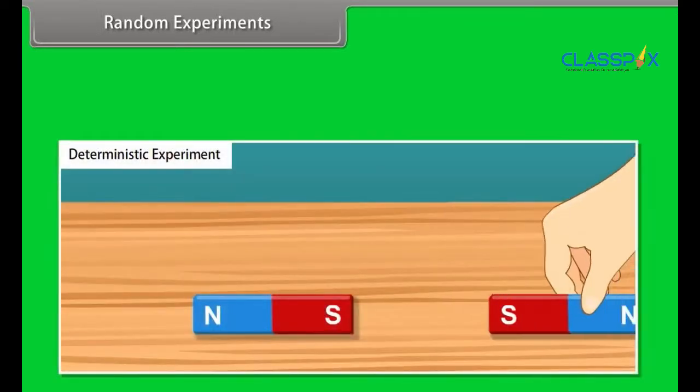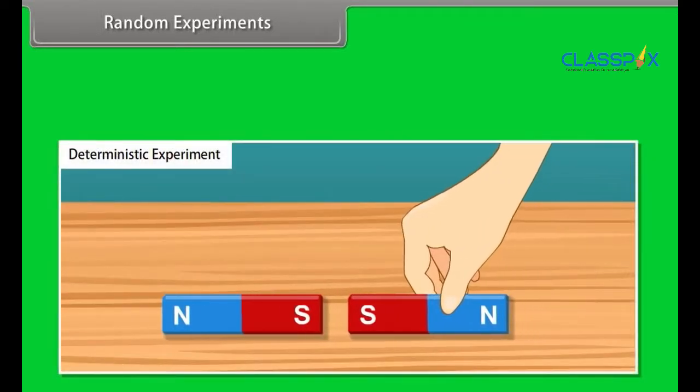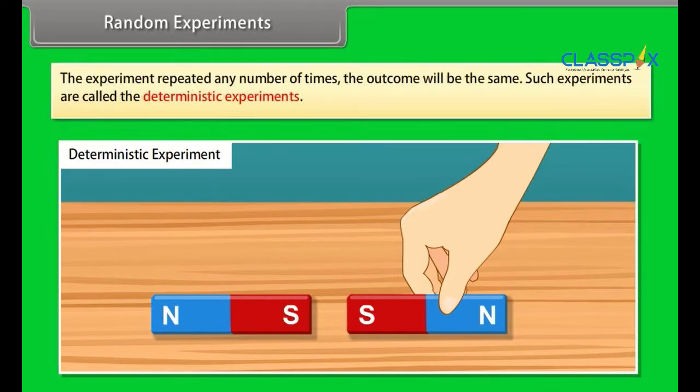Random experiments. In our day-to-day life, we perform experiments like bringing 2 like poles of magnets near to each other. We know that the above experiment may be repeated any number of times. The outcome will be the same. Such experiments are called the deterministic experiments.